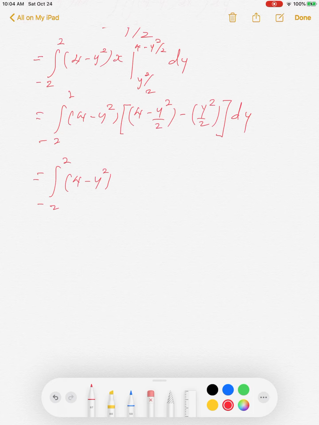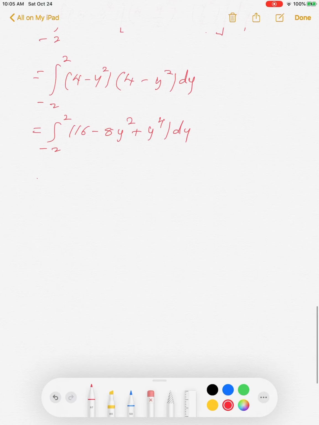So that's going to be the integral from minus 2 to 2 of 4 minus y square, into parenthesis, I get 4 minus, this is going to give you just 4, isn't it? Minus y square by 2. No, they will add, so you'll get 4 minus y square. Good. So this is just going to be the integral from minus 2 to 2 of 4 minus y square, squared, which is 16 minus twice the product in the middle plus the square of the last term.